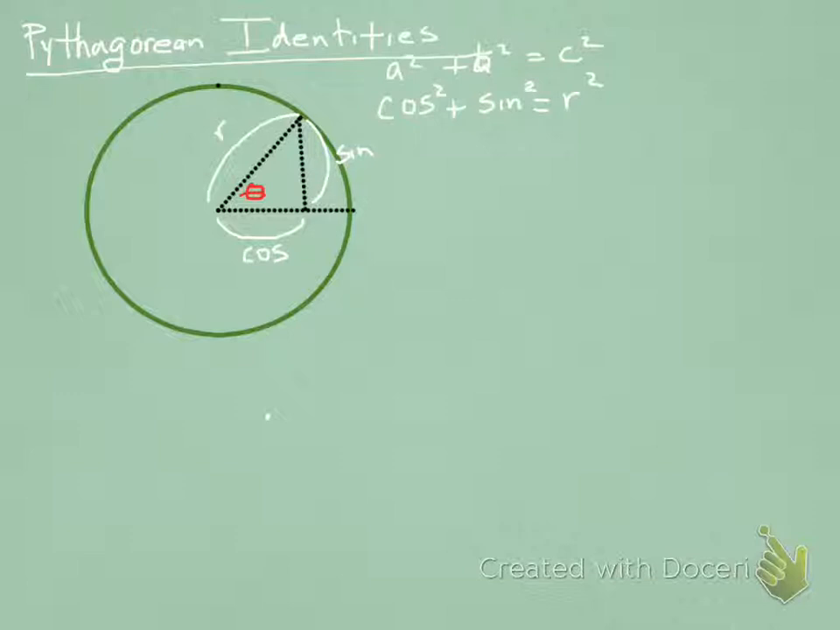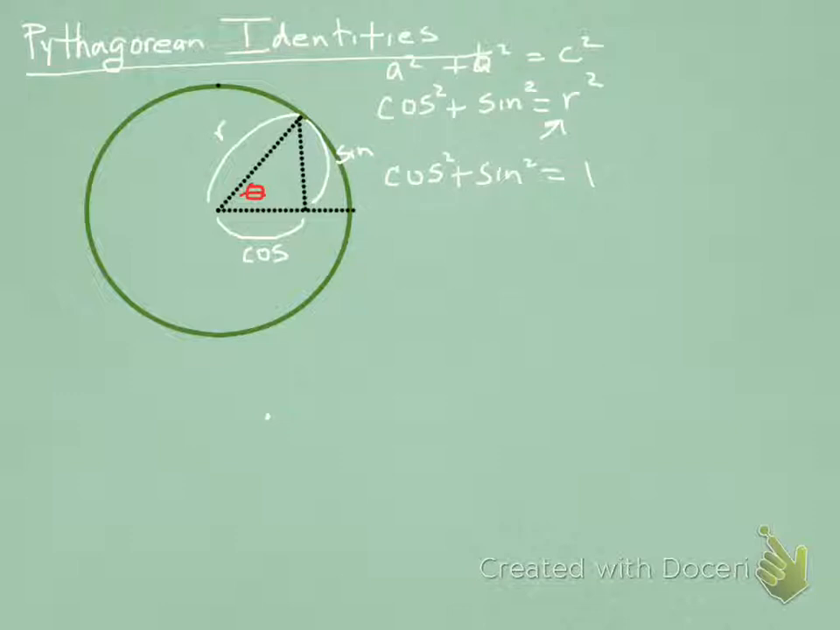So we're just going to take this one more step. In our unit circle, we know that r is the radius of our unit circle, which is 1, and so 1 squared is 1. So we're going to finish up with the Pythagorean identity, which says that the cosine squared plus the sine squared is equal to 1. So that's where that comes from.